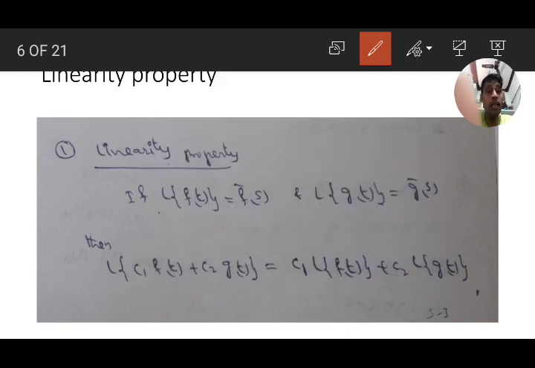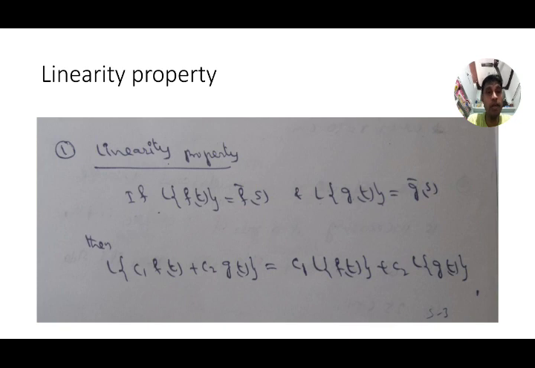This means if f of t and g of t are two functions, and the Laplace transform of f of t is f bar s and the Laplace transform of g of t is g bar s, then L of c1 into f of t plus c2 into g of t equals c1 into L of f of t plus c2 into L of g of t. This is the property. Okay.